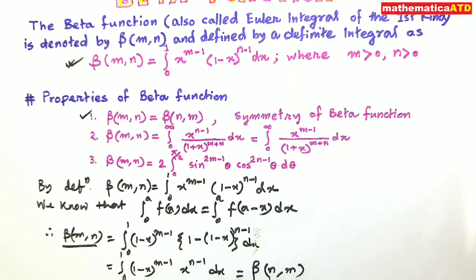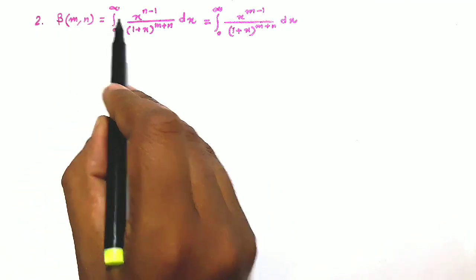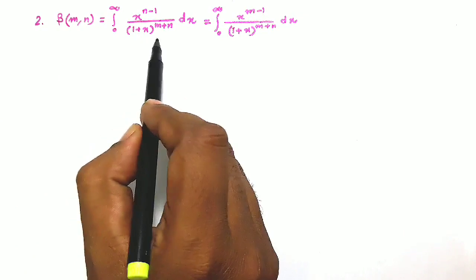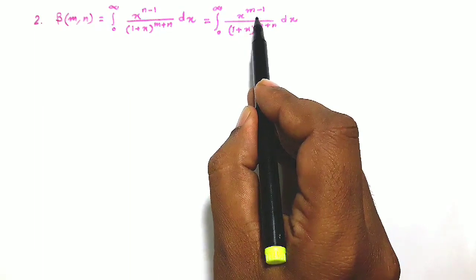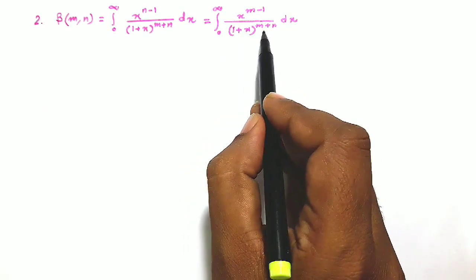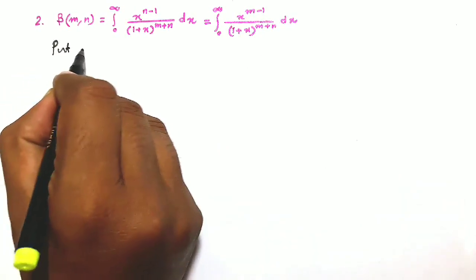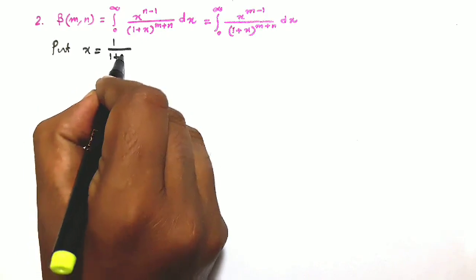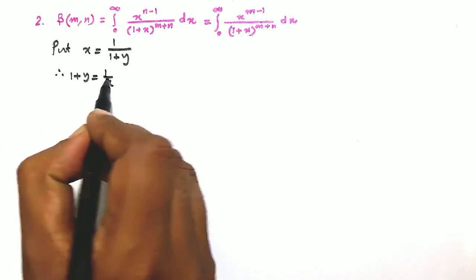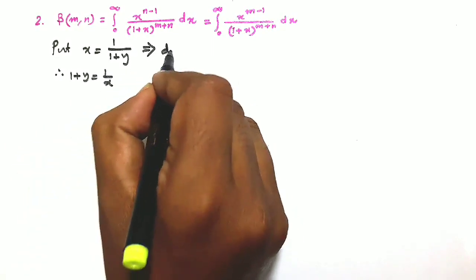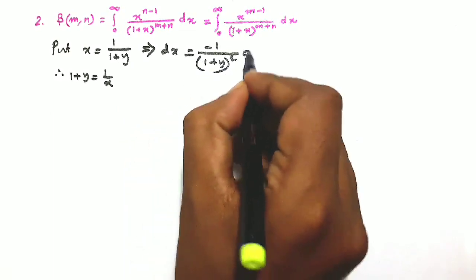Next we shall see the second property. The second property is beta(m,n) is equal to the integral from 0 to infinity of x to the power n minus 1 upon (1 plus x) whole power m plus n dx, equal to the integral from 0 to infinity of x to the power m minus 1 upon (1 plus x) whole power m plus n dx. Friends, let us consider that x is equal to 1 upon 1 plus y. So we can write from here 1 plus y is equal to 1 upon x. Now friends, from here dx is equal to minus 1 upon (1 plus y) whole square dy.